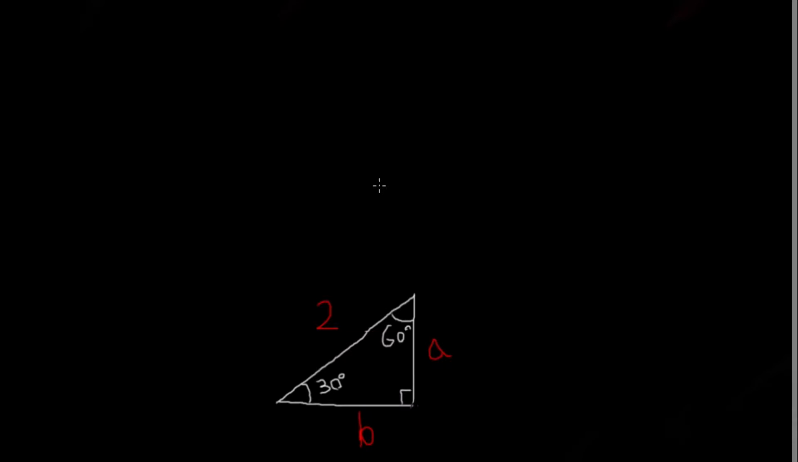Hello. So in the last video, we talked about ratios in right triangles and how we could use them and certain angles, even a single angle in the right triangle besides 90 degrees, to find the other sides. So I have a triangle here. Its bottom is B, its side is A, and its hypotenuse is 2. So how can we find A and B?